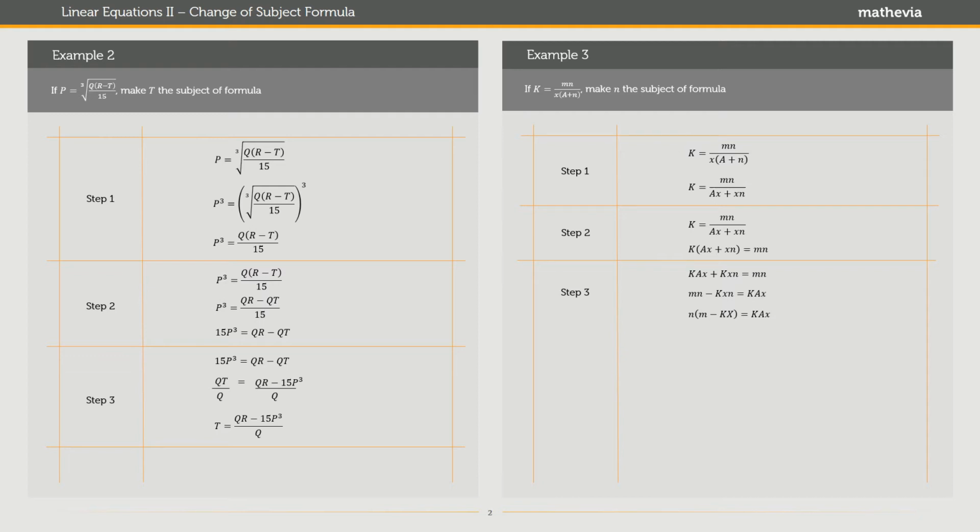So we have n multiplying (m - kx) equals kax, and from this point I can divide, because we have (m - kx) multiplying n and we're looking to get n on its own. So I divide both sides by (m - kx), and (m - kx) cancels on the left, and what we're left with is n = kax/(m - kx). That is how you make n the subject of the formula in the relation k = mn/(x + a) + x/(a + n). So actually very simple, there really isn't much to it.